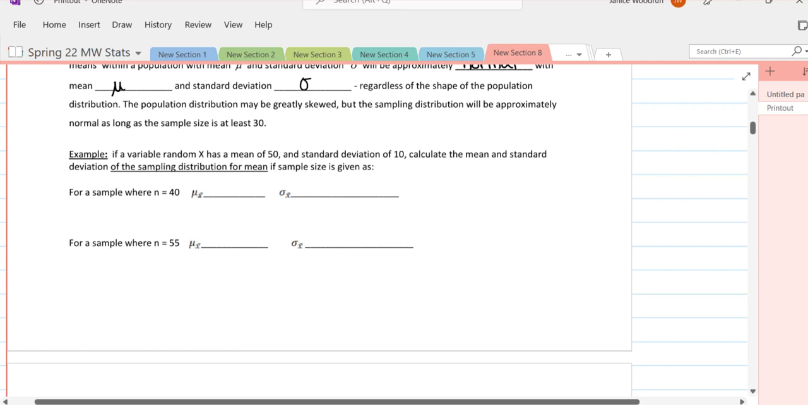The mean of the sample, so mean of x bar here, is equal to the mean of the population always. Okay, so this is still just going to be 50 for both of these.